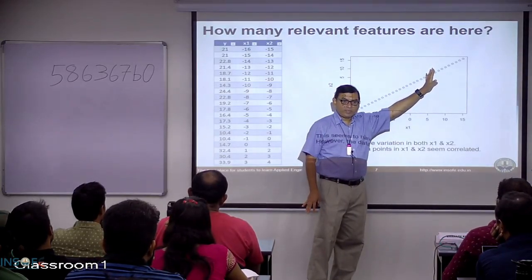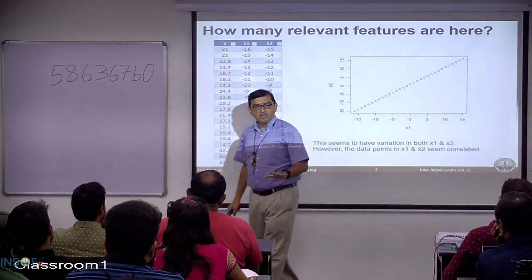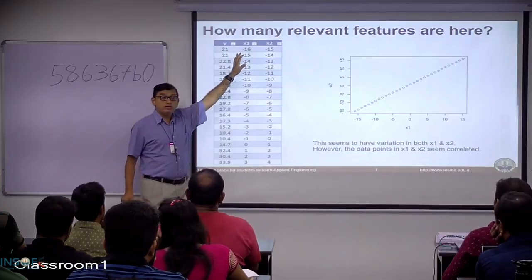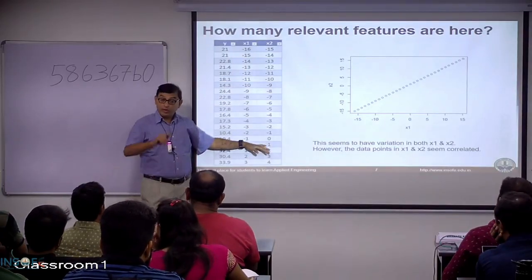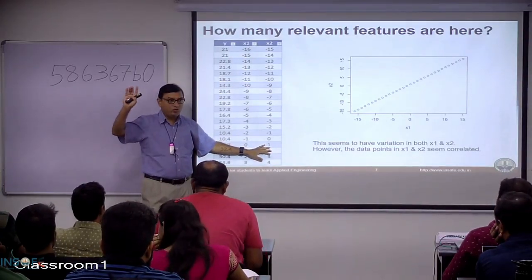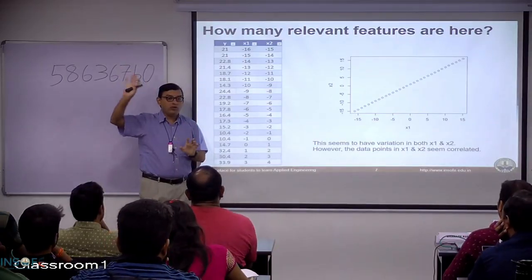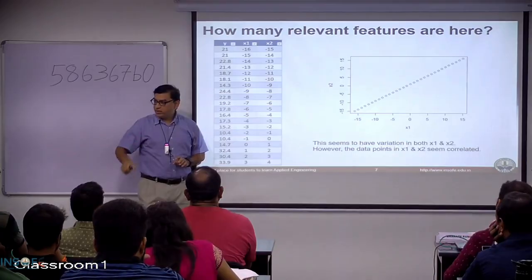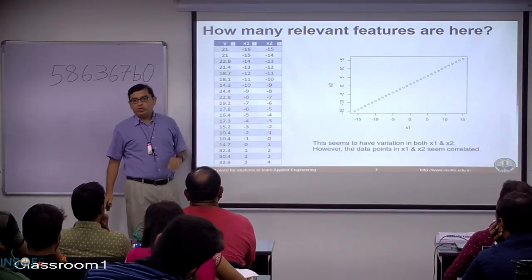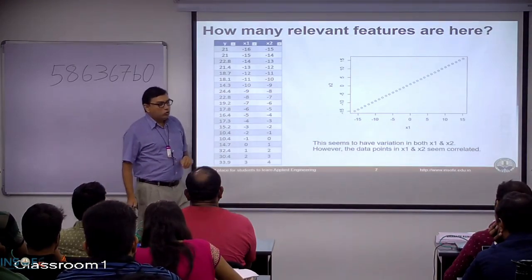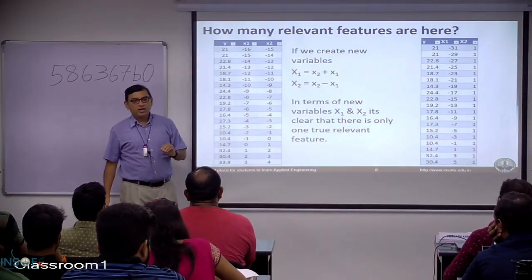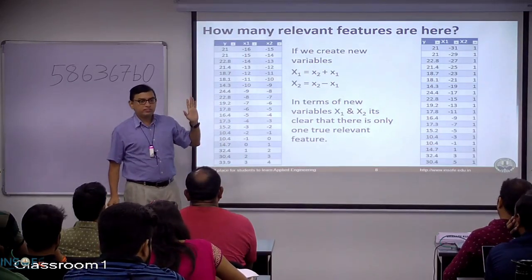In this case, we cannot just randomly ignore x1 or x2. The logic we had was we are going to ignore the one which had no variation at all. That's the logic that we had. Here we cannot do that. So what we are going to do is this. We are going to be clever about this and create new variables.